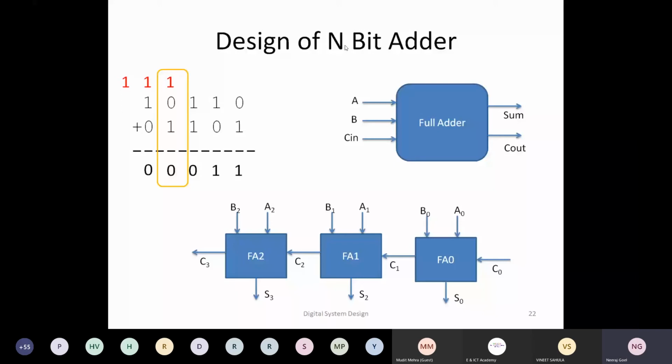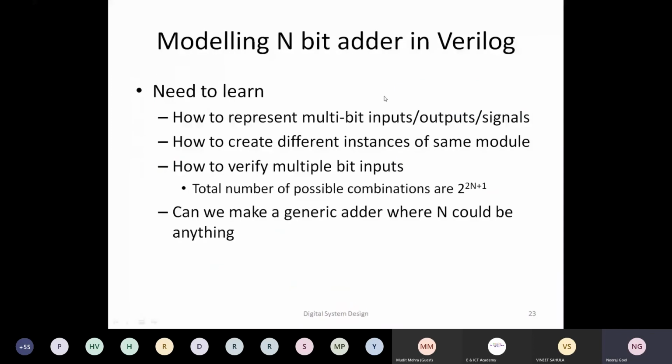Yeah, it's written in this slide. So total possible combinations would be 2 to the power 2n plus 1, because 2n plus 1 is the number of inputs. So many combinations I need to try. Is there a solution for that? How should I go about it? So these are the 3-4 things which I need to learn, so that I can model and verify this n-bit adder. When we are going through the demo, try to put your attention on these 3-4 points.